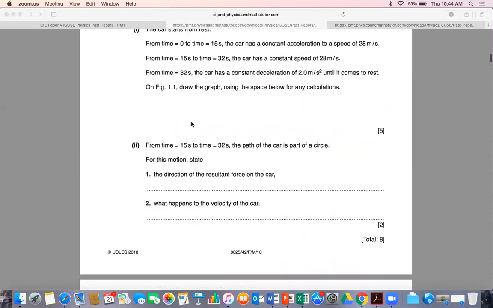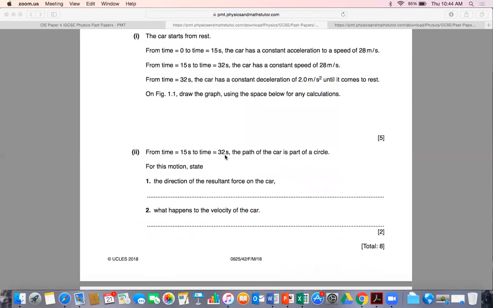Let's continue. From time 15 to 32, which is that constant speed, the path of the car is part of a circle. So it's going in a circle. So let's say it's going in a roundabout. So for this motion, what is the direction of the resultant force on the car?